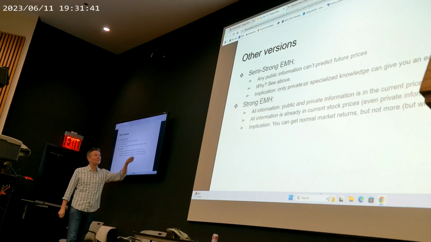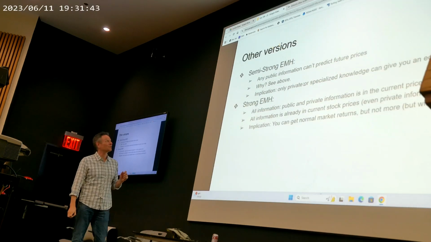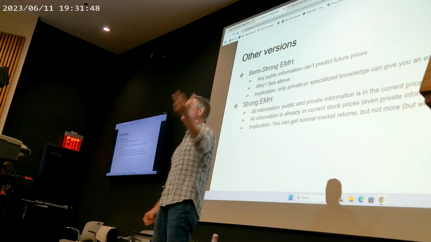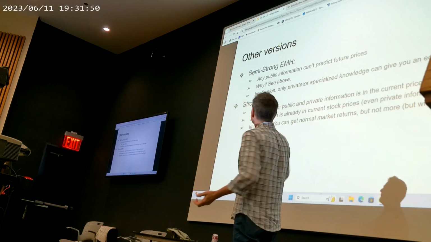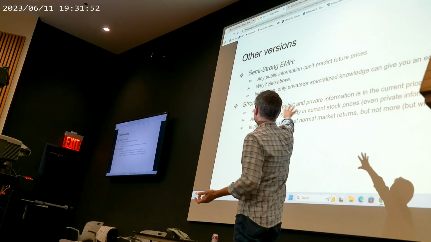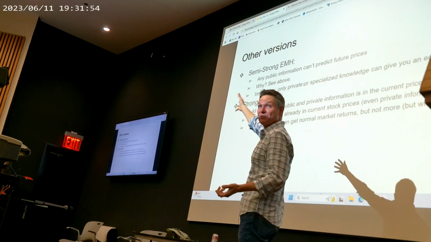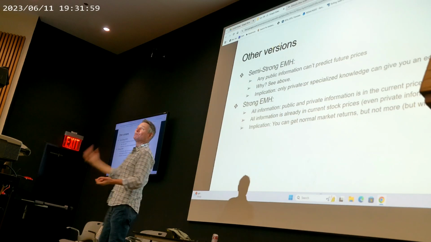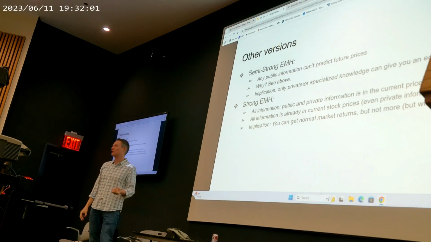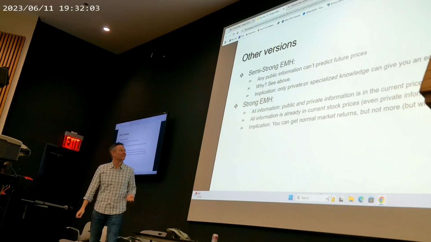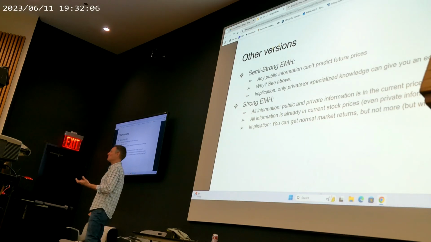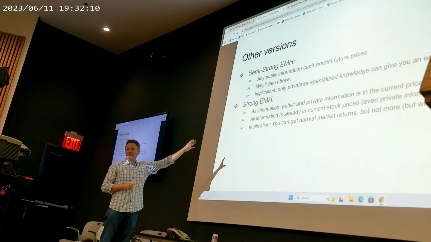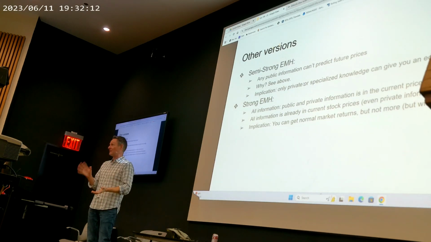Well, the so-called semi-strong efficient markets hypothesis says that if we parlay the logic I just described, anything that is already known also can't predict future prices, for the same reasons. So the implication is that only private or specialized knowledge can give you an edge in the stock market. You have to know those things to really systematically make money. Or you're doing some cost-benefit thing. I'll talk about that in a minute.